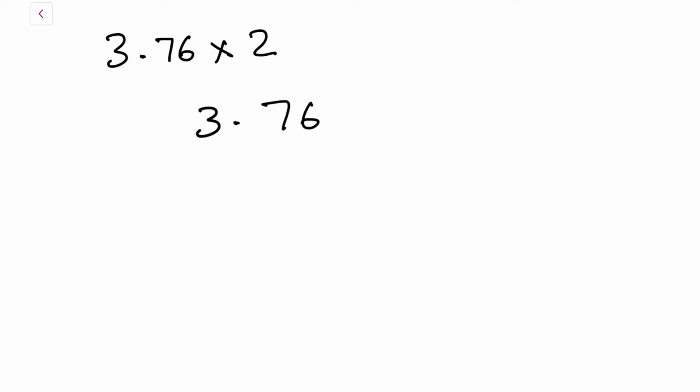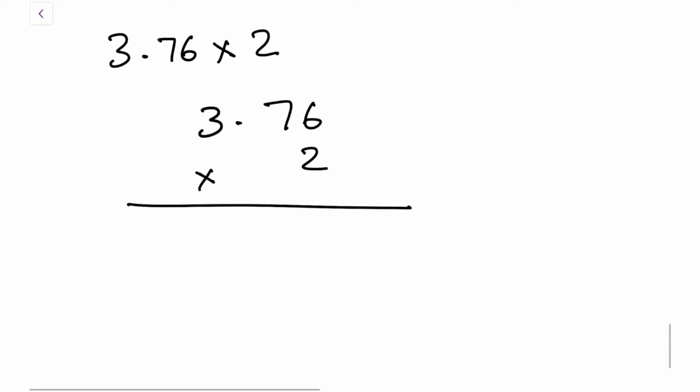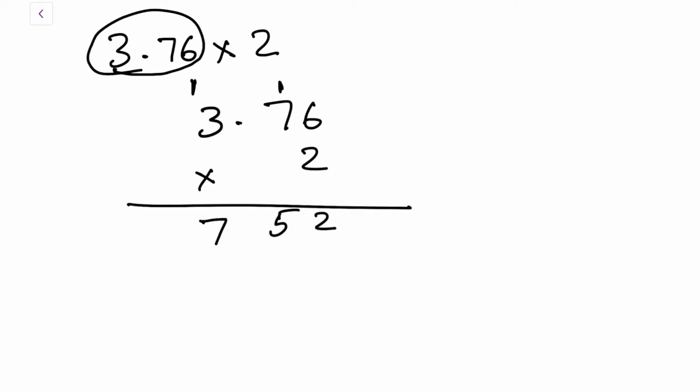3.76 into 2. Alright, you just have to do the regular multiplication. 6 2s are 12, 7 2s are 14, 15, 3 2s are 6, 7. Alright, remember, where do you put the decimal point? Depending on the number of decimal places in the multiplicand. We see the multiplicand as 3.76. So how many decimal places are there?